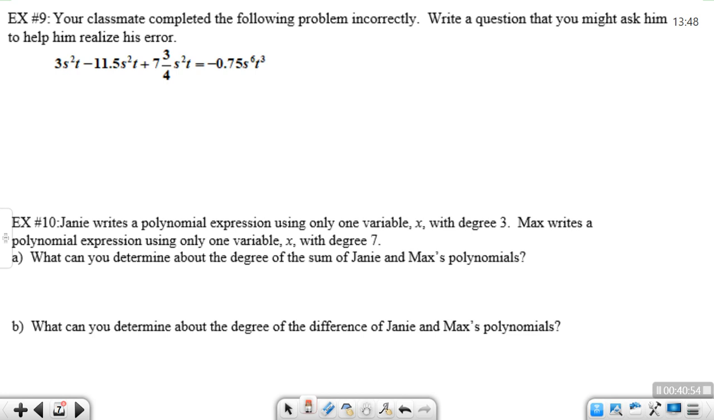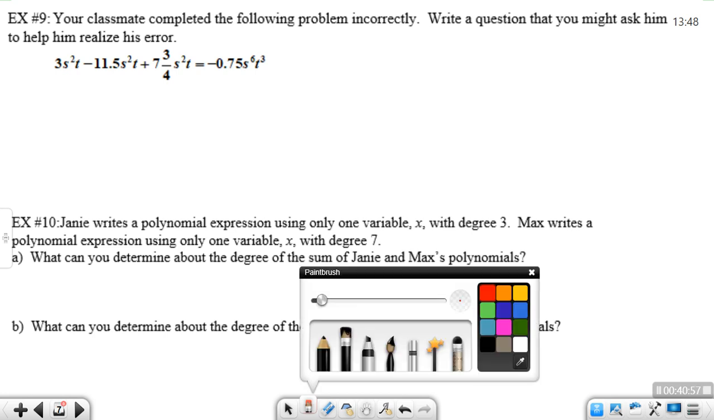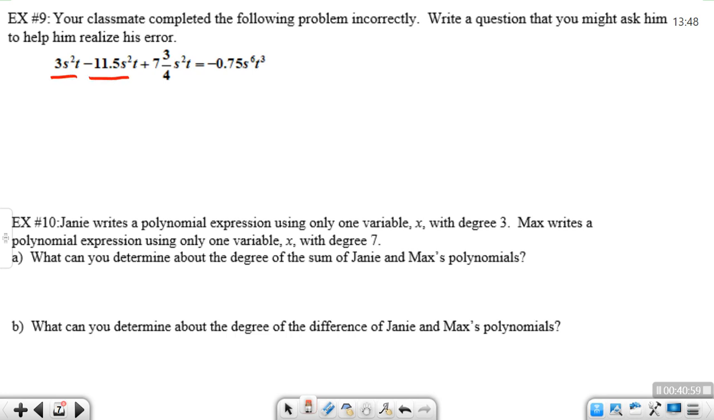Now, if we look at all three of these terms, guys, we've got 3s squared t, negative 11.5 s squared t, and 7 3/4 s squared t. Now, these are all, in fact, like terms. These ones are a little bit different, because each term has two variables in it. However, each of the two variables have the same exact power in each term. Therefore, they are like terms.